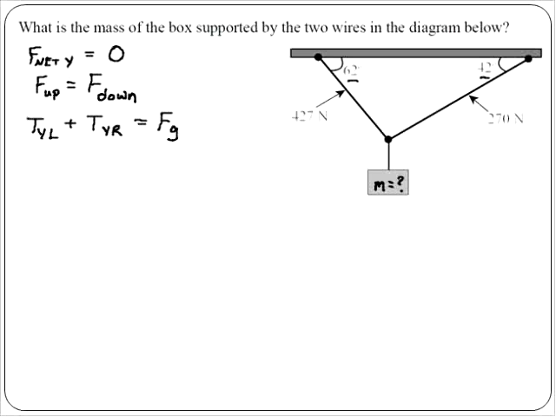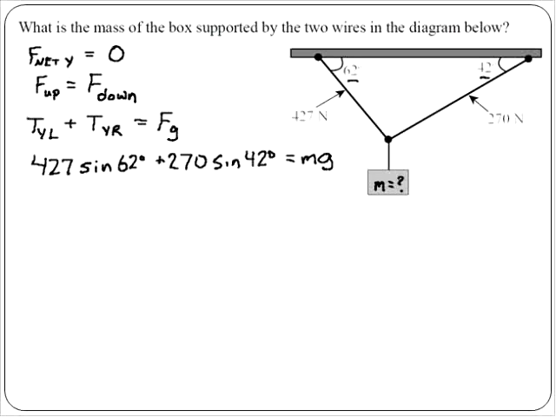So the way you do that, the tension in that wire is given. We know it's 427. And I need to convert it to a vertical component, so I'm going to say the sine of the angle, which is actually given as 62 degrees. And it is measured from the horizontal, you'll notice. So I can just go ahead and say sine of 62. Plus, I've got 270 on the right-hand side, times the sine of that angle, which is 42 degrees. And that has to equal mass times gravity.